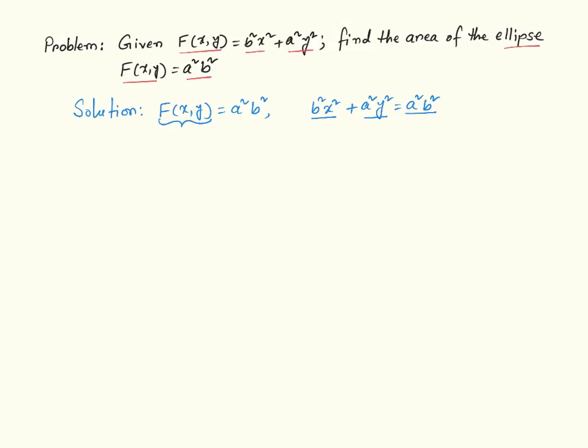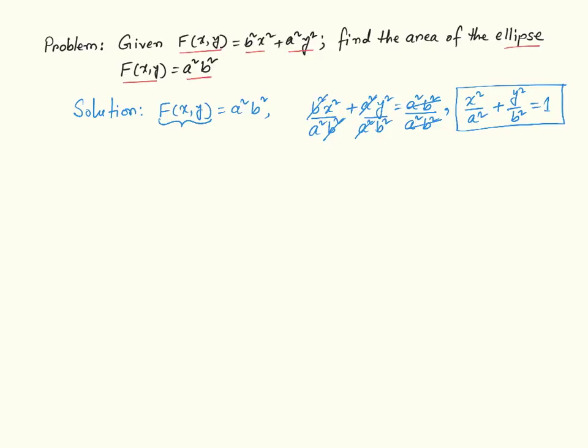Now, what I am going to do is divide both sides of this equation by a squared b squared. Now, there will be some cancellations. b squared cancels out. That gives you x squared over a squared. Then a squared cancels out. That gives you y squared over b squared is equal to a squared b squared cancels out, that gives you 1. This equation, by the way, is the standard form of the equation of an ellipse.